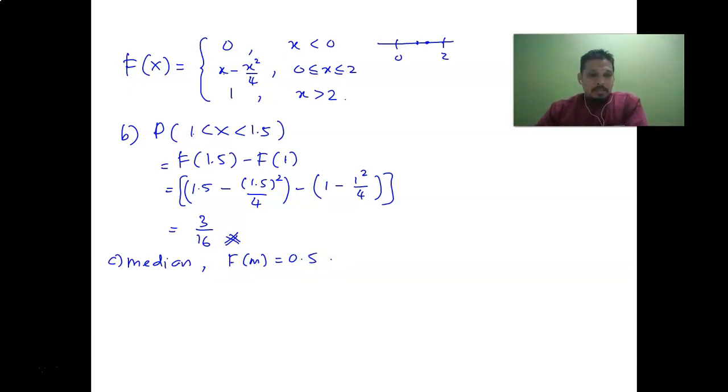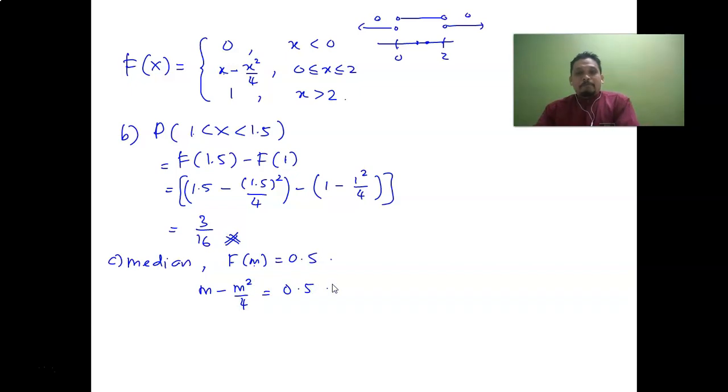Just imagine that since there is no function here, the function equal to 0, and there's no function here equal to 0, the only function is in between 0 until 2. So the middle should be somewhere around here. So F(m) equal to 0.5. Take this function of x minus x squared over 4, substitute with m, m minus m squared divided by 4 equal to 0.5.